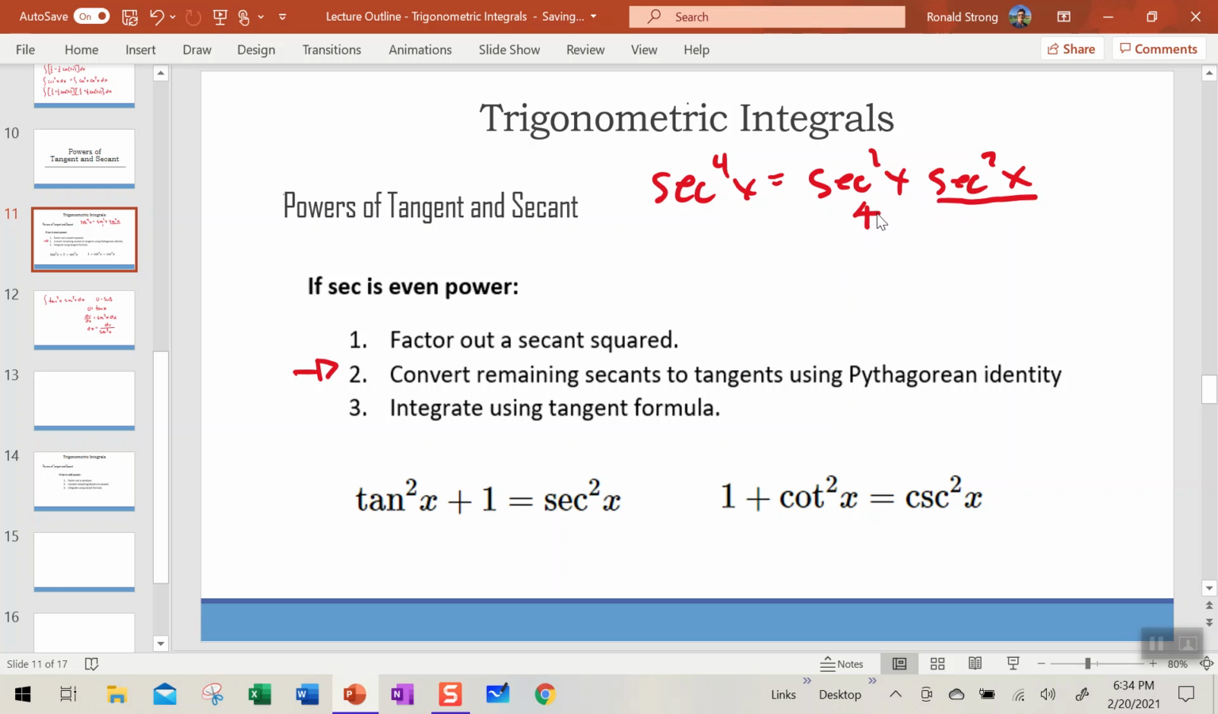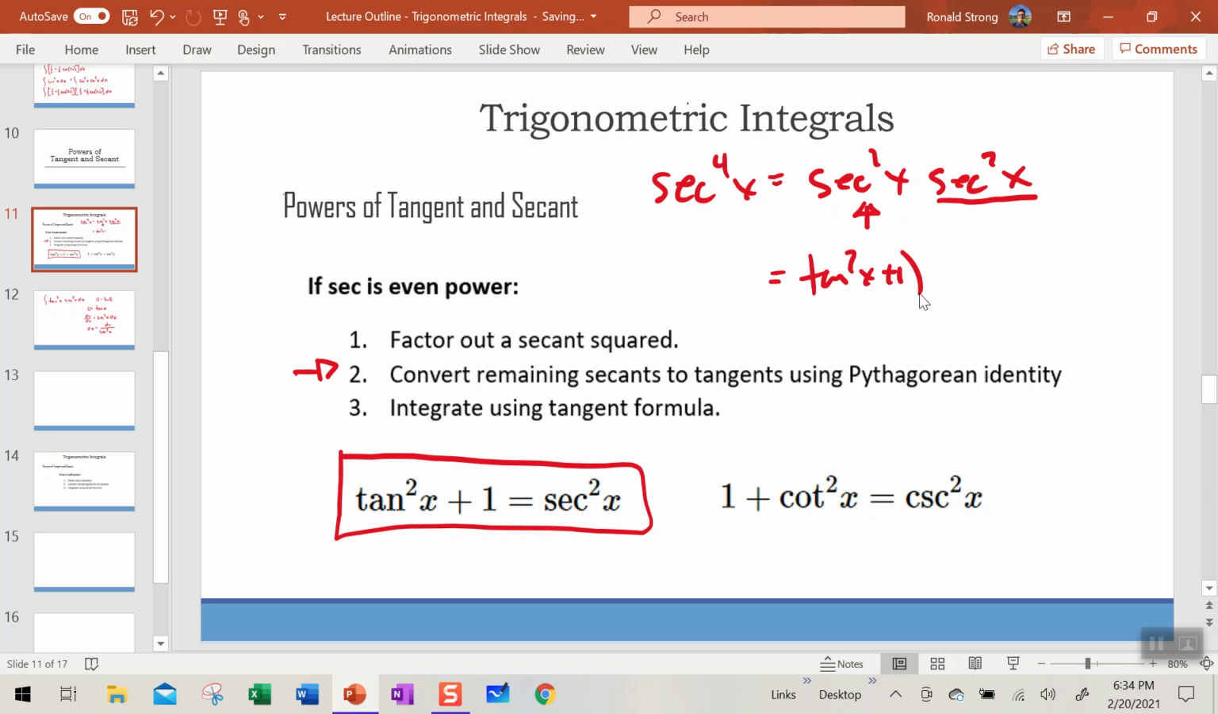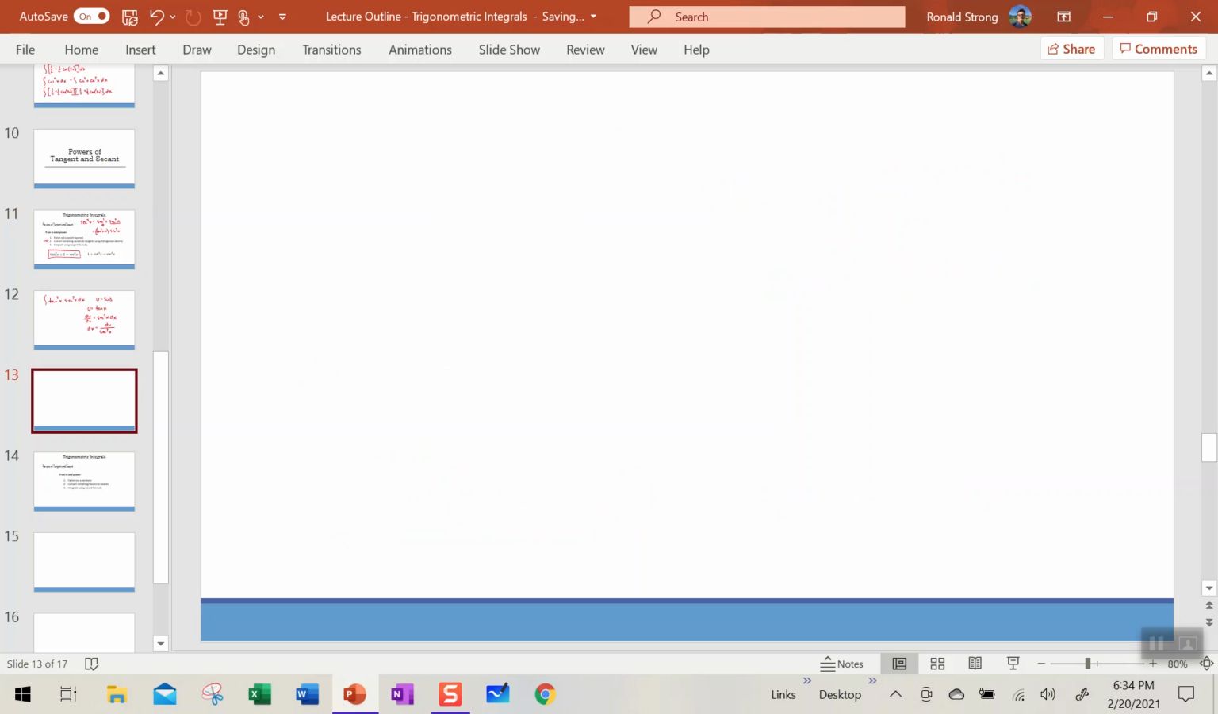We're going to convert these into tangents using this identity right here. Secant squared x is equal to tangent squared plus 1. So we would have tangent squared x plus 1 times secant squared x. And then we're going to do some algebra magic, and we are going to integrate using the tangent formula and some u substitution.